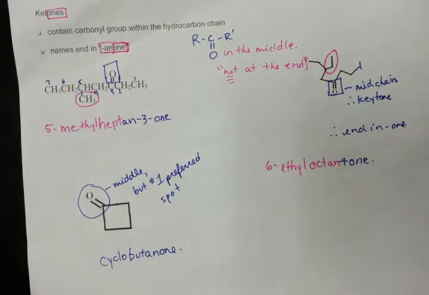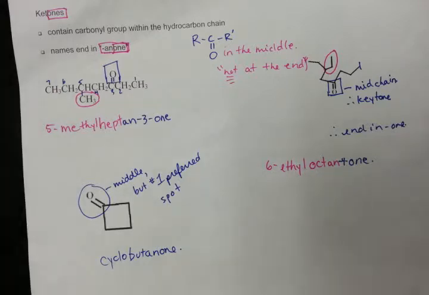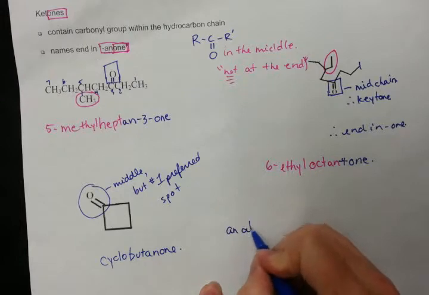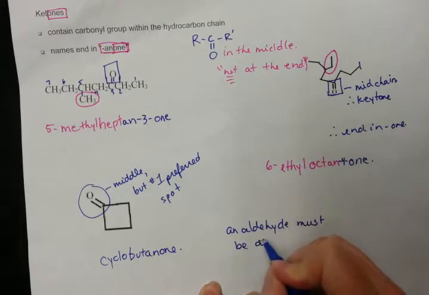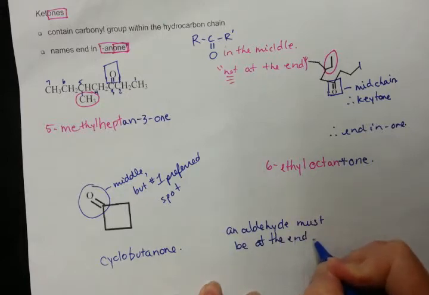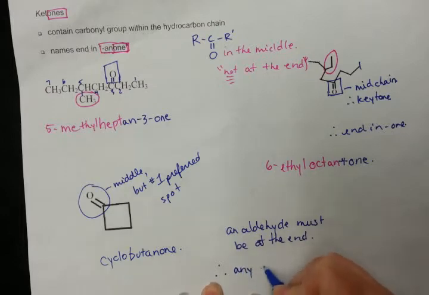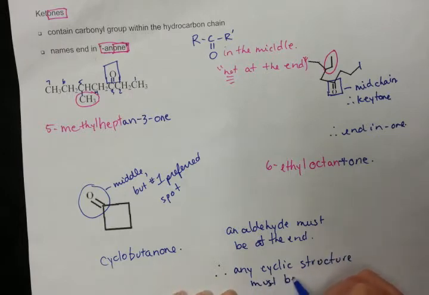On that note, is it possible then to have a cyclic aldehyde? We didn't show an example in the previous tutorial because that is not possible. An aldehyde must be at the end. Therefore, any cyclic structure must be a ketone. And there you have it, how to name ketones.